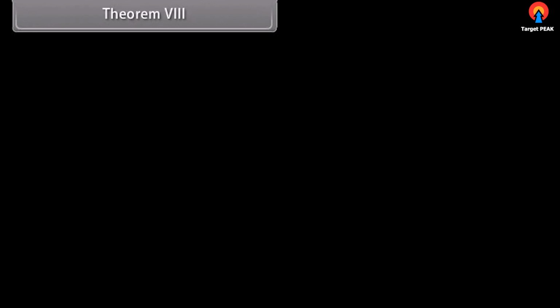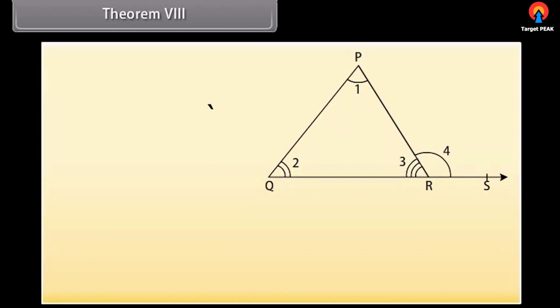Theorem VIII. Do you remember about the exterior angle of a triangle? Look at this figure. Here side QR is produced to point S. Angle PRS is called an exterior angle of triangle PQR. Is angle 3 plus angle 4 equal to 180 degree? Yes. Angle 3 plus angle 4 is 180 degree because these are linear pair angles.